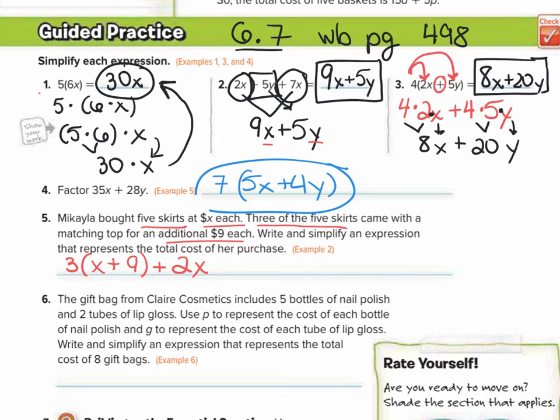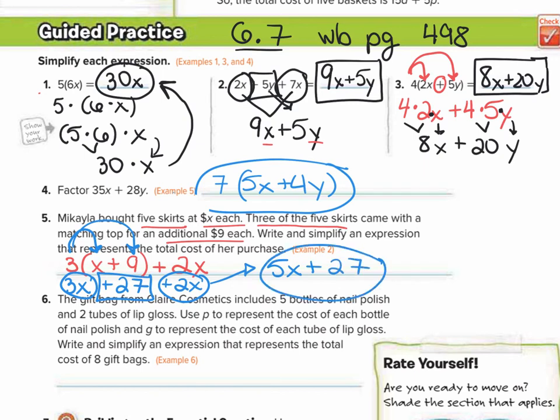So now to simplify this, we would have to distribute. 3 times X is 3X plus 3 times 9 is 27. Bring down the 2X. Now we could combine like terms. So 3X plus 2X is 5X. And then bring over what's left over, 5X plus 27. So this would be the simplified expression.